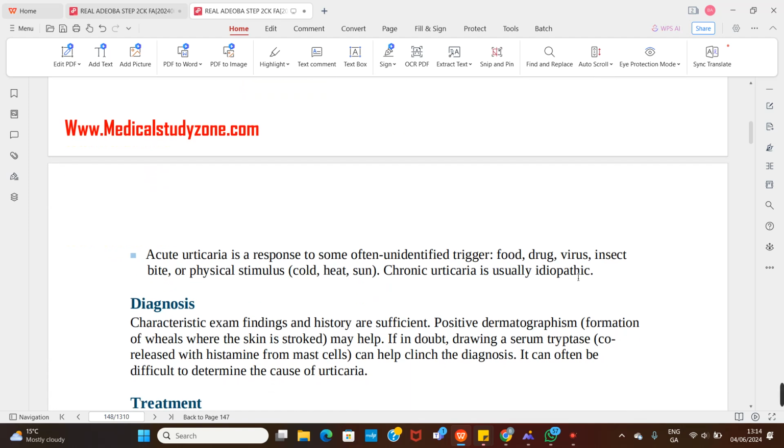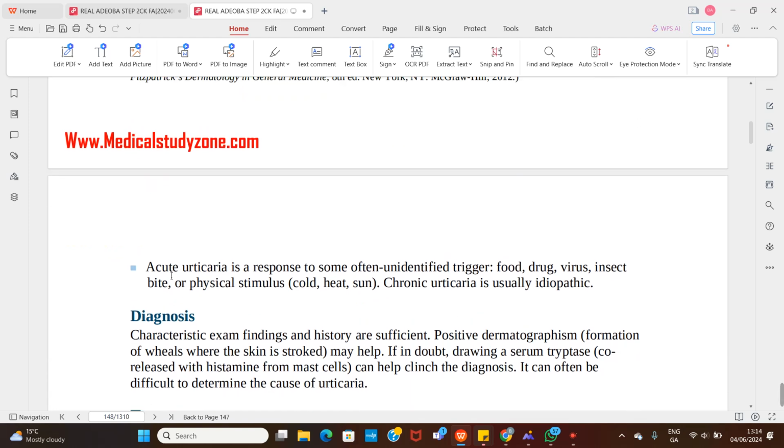Just like I said, the acute urticaria usually occurs in response to so many triggers, like food. It could be due to food, it could be due to a drug that the individual is exposed to, and we are going to talk more about this by the time we are talking about drug eruption.